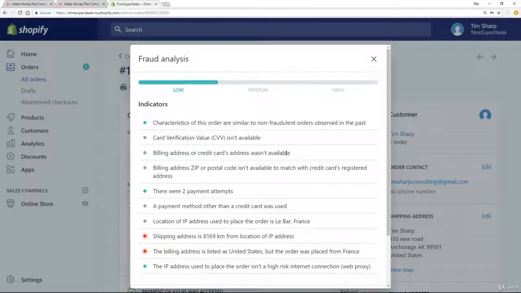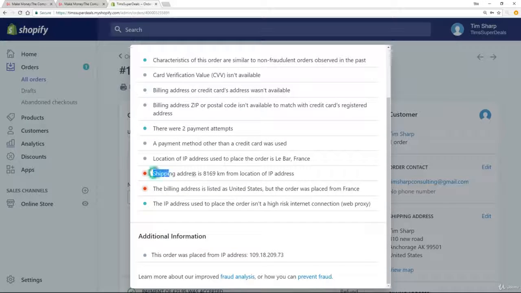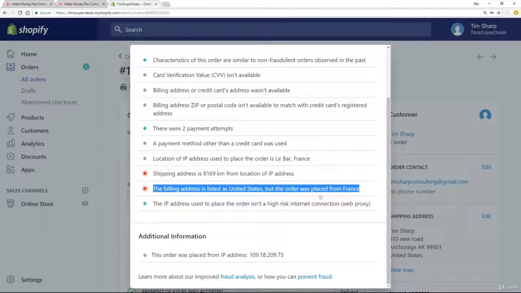Now here I get all kinds of stuff that might help me determine whether this was a fraudulent payment. An interesting one here is that the shipping address is 8,169 kilometers from the location of the IP. Do you remember, with that customer information, I actually put in somebody in Anchorage, Alaska, just as a test, a long way from me, but it picked that up. Again here, the billing address is listed as the United States, but the order was placed from France. Those aren't particularly alarming things. That happens all the time with people buying stuff that might be in one place and shipping to somewhere else. But nevertheless, it has flagged that as a little red dot. But overall, it has decided that I am low risk and therefore nothing to worry about.